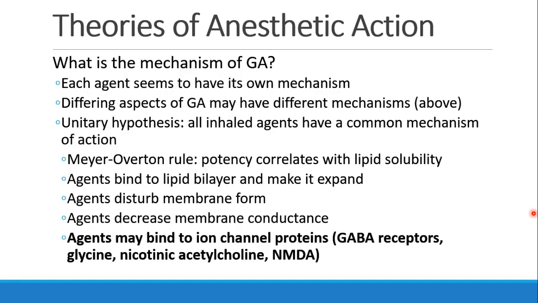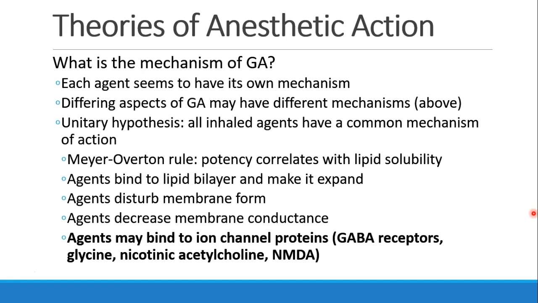There are a lot of different theories about the mechanism of general anesthesia. It seems like each agent has its own mechanism. And furthermore, each aspect of general anesthesia may also have its own mechanism, as we just described. The unitary hypothesis states that all the inhaled agents probably have some common mechanism of action. There is an idea called the Meyer-Overton rule, which says that potency correlates with lipid solubility. And so that makes it seem like being lipid soluble has something to do with being a good general anesthetic.